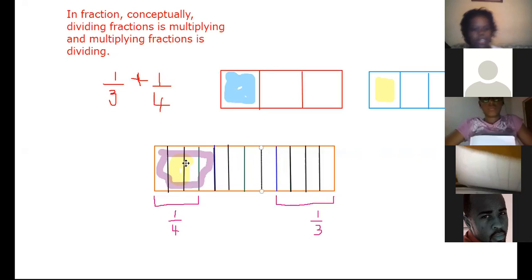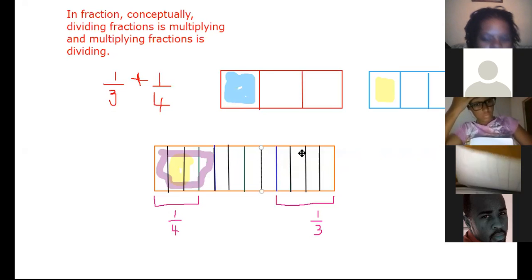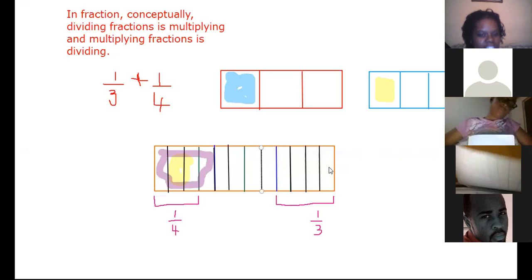All right, let's see how many parts we have. 1, 2, 3, 4, 5, 6, 7, 8, 9, 10, 11, 12. So we've split our entire whole that consists of 1/4 and 1/3 into equal parts. Everything look equal to you? Yeah? All right, pay attention now.